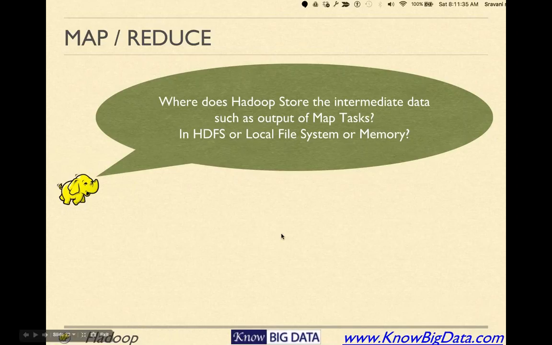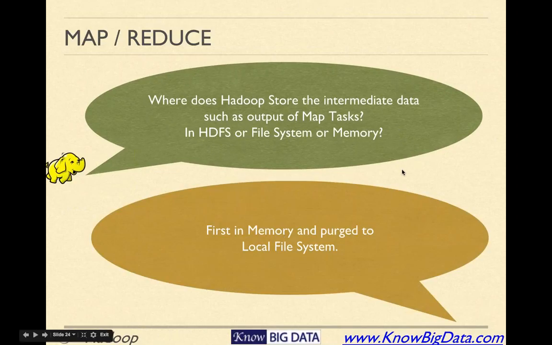Correct. That's right. First, it would try to put it in the memory, and then it goes into the local file system. Why is it kept in the memory? Because it becomes faster. So first it puts it in memory, and then memory keeps on purging out to the disk. All right.